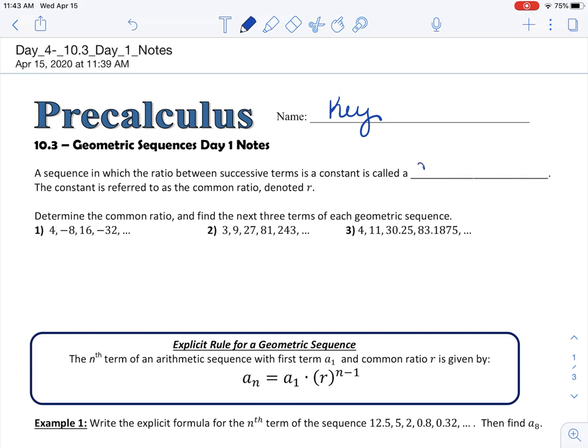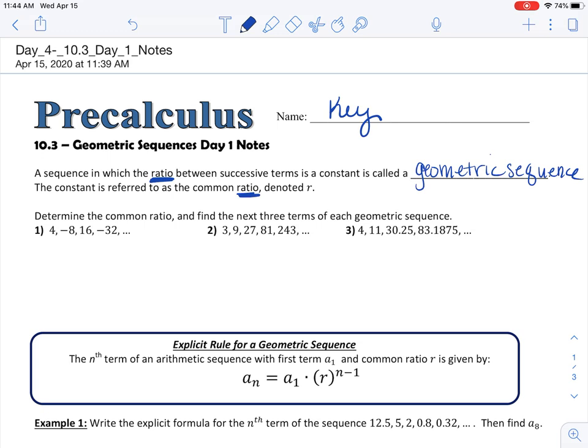So this is called a geometric sequence. The key word here is the ratio. The constant is referred to as the common ratio. They don't call it a difference here, they call it a ratio, because difference means like plus 2, plus 2, plus 2, or minus 5, minus 5, minus 5. A ratio doesn't mean that, okay? So these three sequences are geometric sequences.